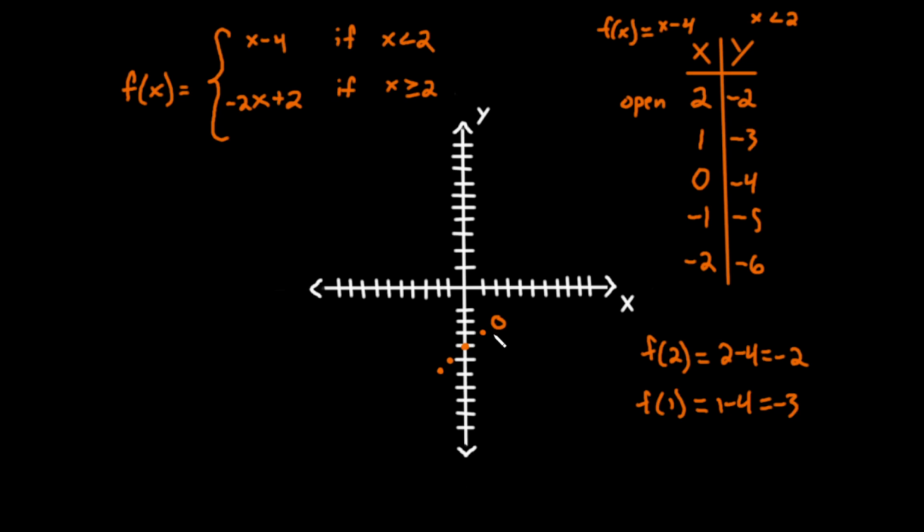So all you do is start from that open circle, that first point that you made, you just go ahead and make a straight line going through all those points. So it should look something like that.